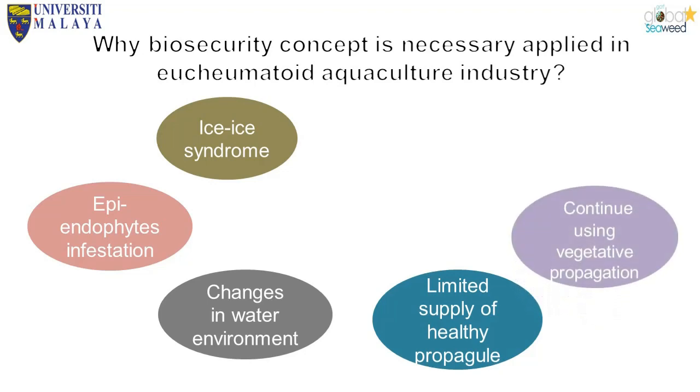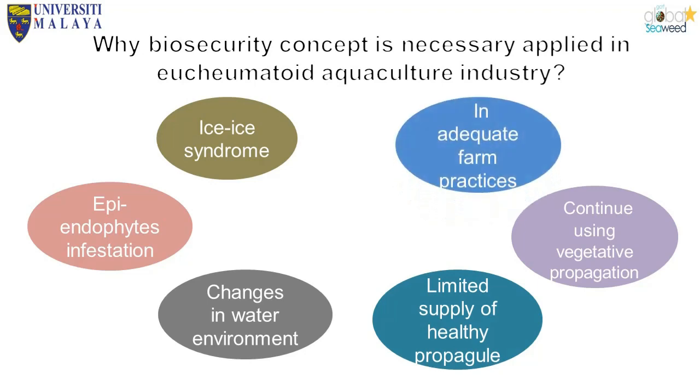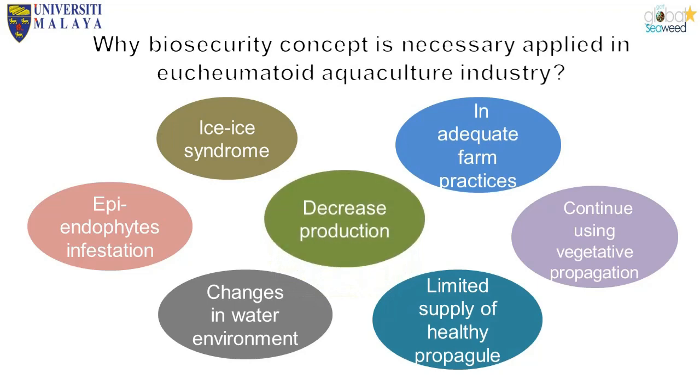Vegetative propagation that has been practiced for many decades has been indicated to cause deterioration of crop resilience. The lack of best farming practices by seaweed farmers contributes to the lack of propagule supply and the continuity of ice outbreaks in farms. Consequently, many productive areas have decreased in production.